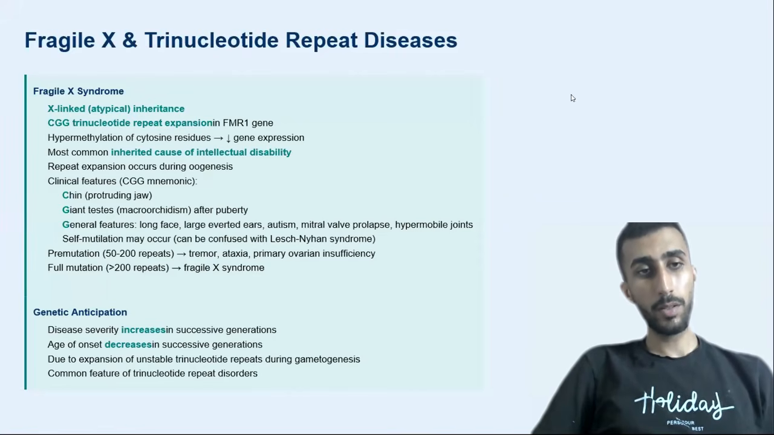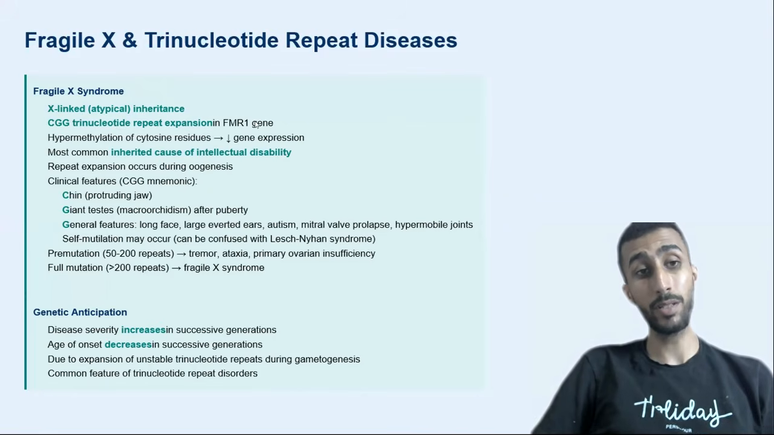So the Fragile X syndrome. This is the most common inherited cause of intellectual disability. Very high yield, you need to know that. So it is a pretty common cause. Again, the most common inherited cause of intellectual disability is Fragile X syndrome.